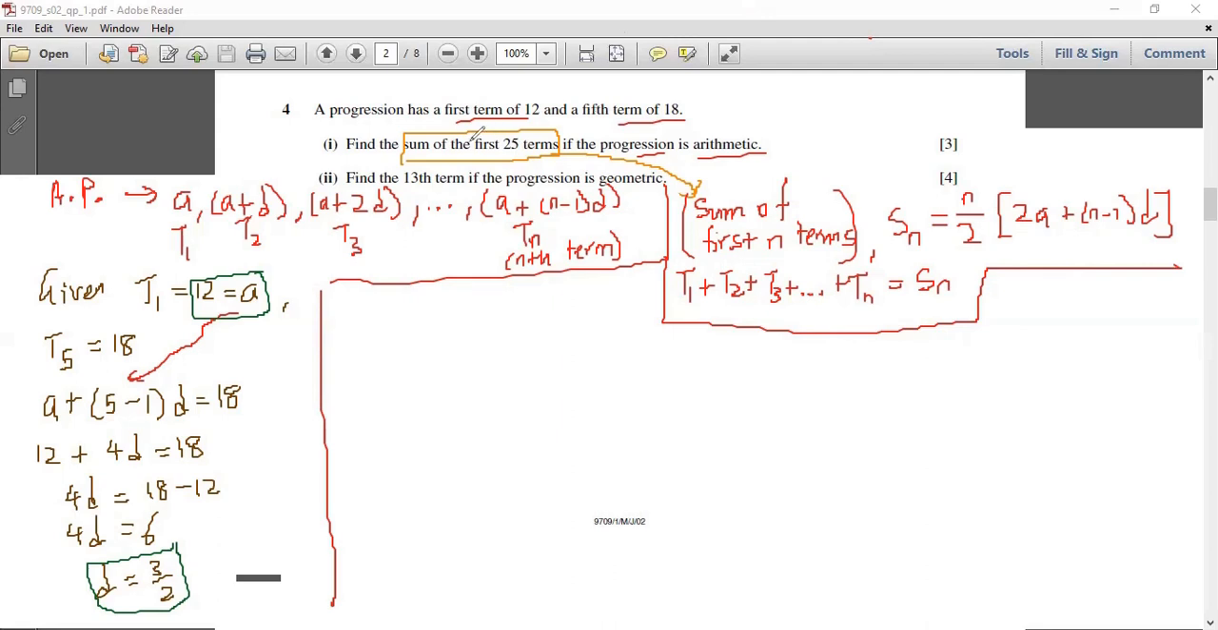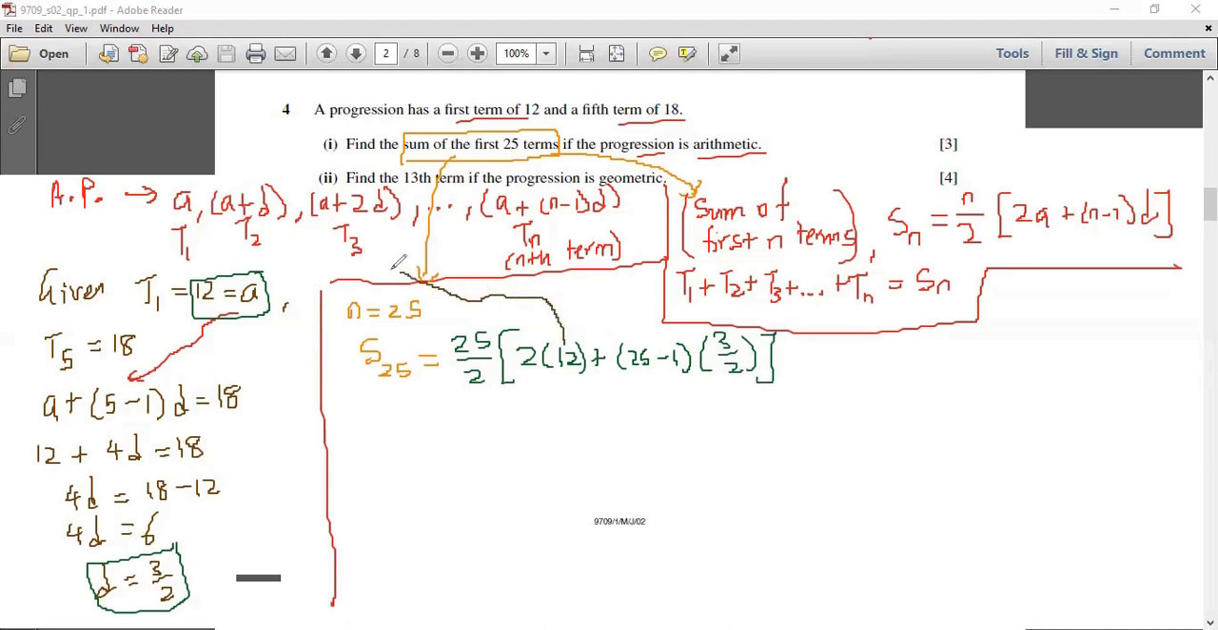Being that said, all we need to do now is find the sum of the first 25 terms. When we relate the formula and the context, n is 25. That means S25, the sum of the first 25 terms. I just replace n with 25. So 25 over 2, then the bracket is 2a, where A is the first term, 12, and then (25 minus 1)d. D is the common difference, 3 over 2. How am I getting those two numbers? You'll be wondering.